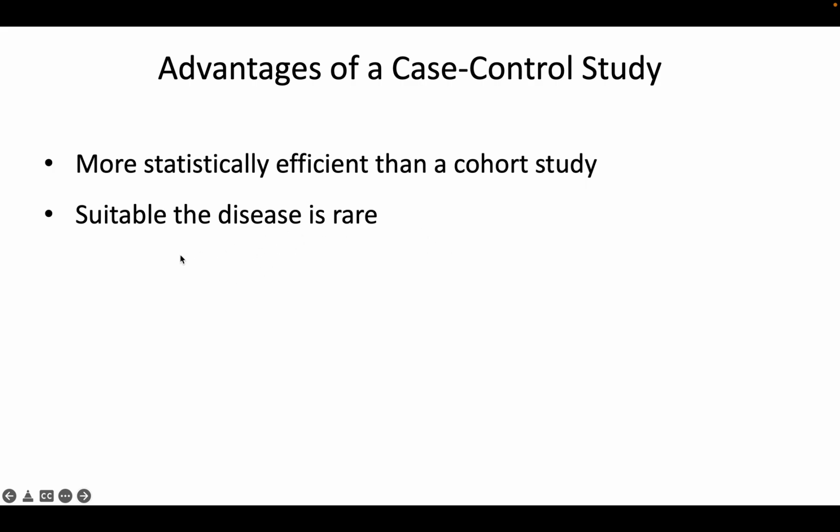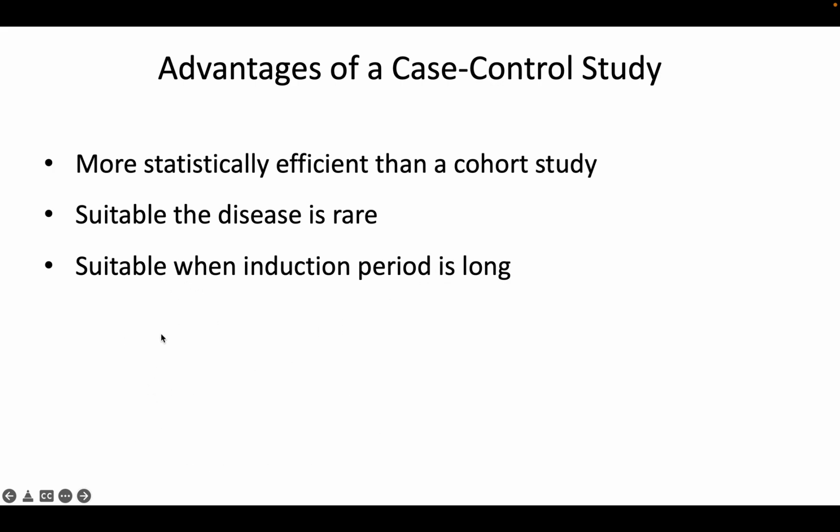There's no waiting involved. When the induction period is really long, so this period between reaching a sufficient amount of exposure and the occurrence of disease, you're going to be waiting a long time in a cohort study to again accumulate disease. But like I said, same thing basically. With a case control, you don't need to wait for people to become diseased, because by the time you're doing the study, they all already are.